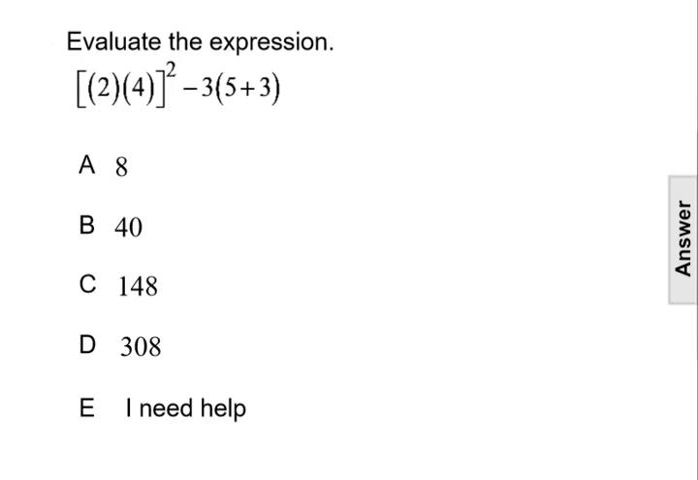Evaluate the expression 2 times 4 squared minus 3 times the quantity of 5 plus 3. So when evaluating any expression, it's best to use the acronym PEMDAS to help you know the order of operations you need to use.